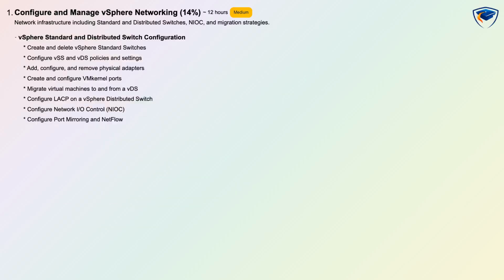Configure and manage vSphere networking is weighted at 14% and focuses on network infrastructure including standard and distributed switches, NIOC, and migration strategies. You will learn to create and delete vSphere standard switches and configure VSS and VDS policies and settings. The syllabus covers adding and removing physical adapters, creating VM kernel ports, and migrating virtual machines to and from a VDS. Important topics include configuring LACP, network I/O control, port mirroring, and NetFlow for monitoring.